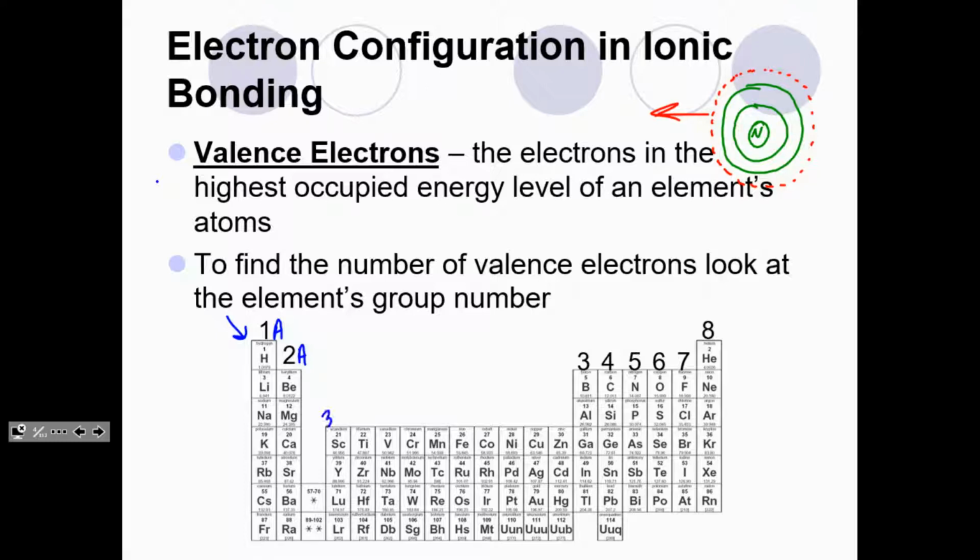2A, or group 2, the alkaline earth metals, will have 2 valence electrons. Now what we see here is we go down to 3B in the transition block, but we're not going to go here. What we're going to do is go over to the representative elements, and we're going to go to group 3A, which would have 3 valence electrons, 4A, 4 valence electrons, 5A, 6A, 7A, and 8A, which would have a total of 8 valence electrons, which we call the noble gases.